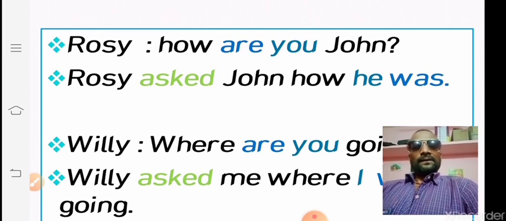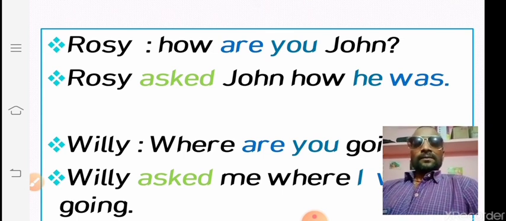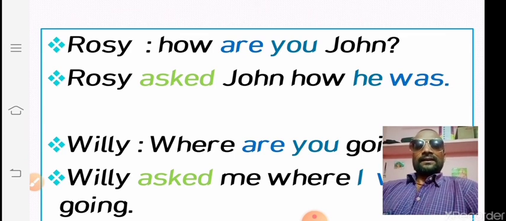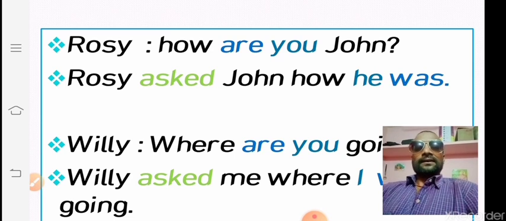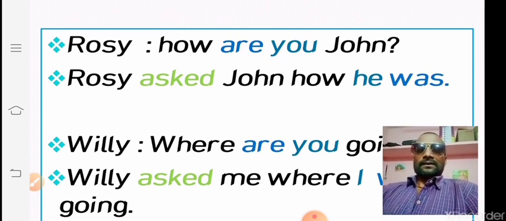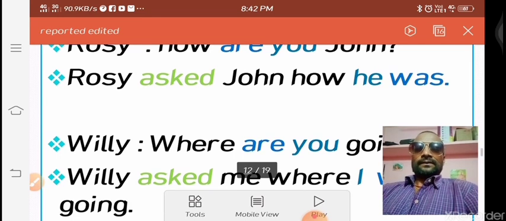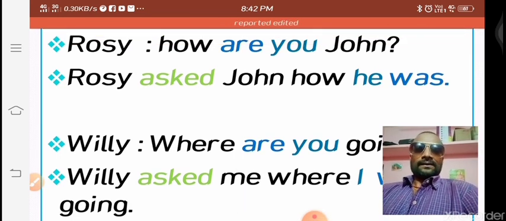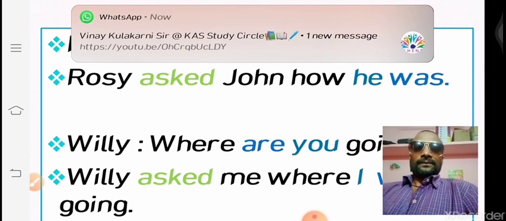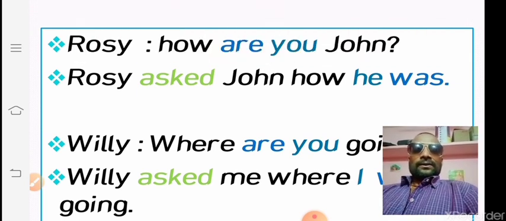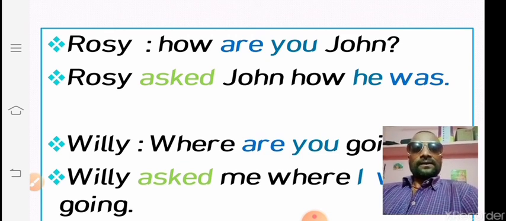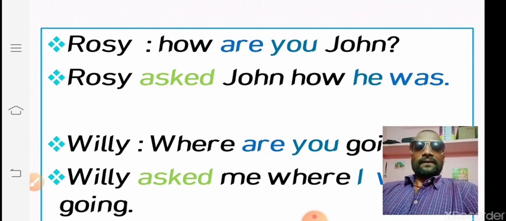Please keep this in memory: whenever there is a question, the reporting verbs should be like asked, inquired, questioned. As you can see there in the green mark, the word asked is written. Now, Rosie asked John how he was. Observe the change in the tense format. Are you, that is simple present.